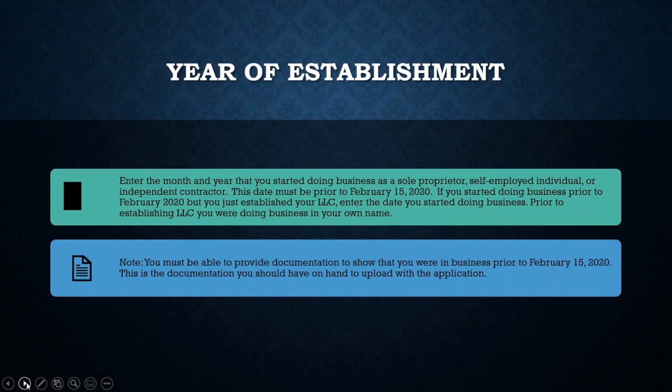But if you started business in February of 2020, but you just established, say, I've been in business since 2019, but let's say in March of 2020, I just got my LLC. The date you want to enter here is the date that you started doing business, not necessarily the date that you established your LLC. And if that is you, if you've been doing business for years and years, and you just got your LLC in March of 2020, then you need to make your application in your own name and your own social security number, because before the LLC, you were doing business in your own name and social security number. Note, you must be able to provide documentation to show that you were in business prior to February 15, 2020. And this is the documentation you should have on hand to upload when you get ready to apply online.